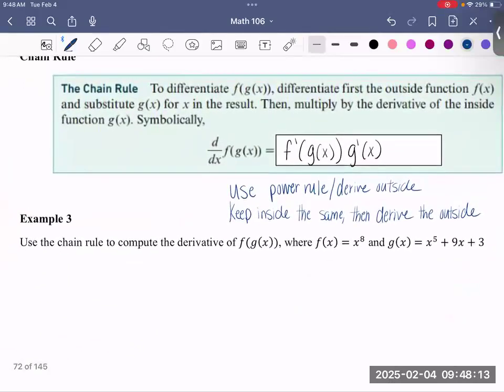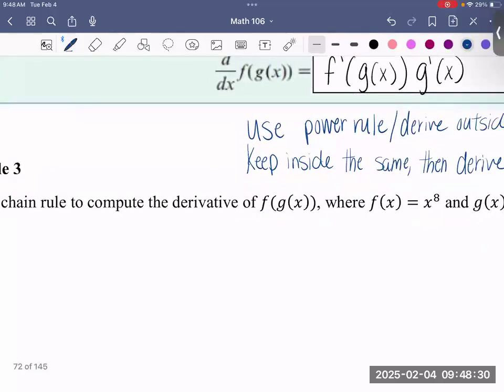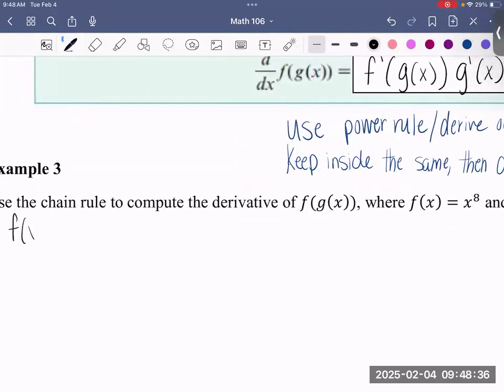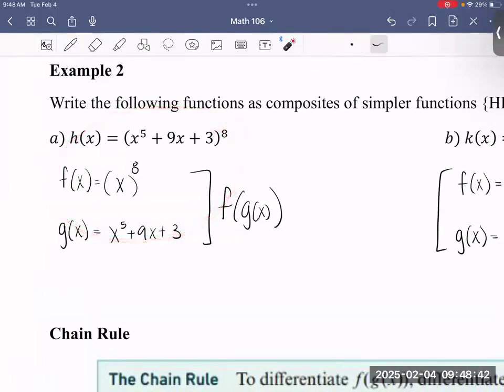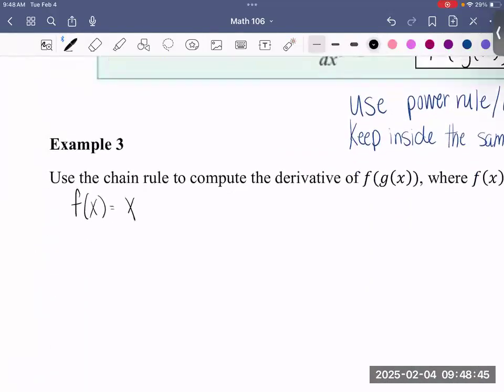So in example 3, use the chain rule to compute the derivative of f of g of x, where f of x is x to the 8 and g of x is equal to x to the 5th plus 9x plus 3. In most cases, we're not going to tell you what f of x and g of x are, but we've already picked it apart from our previous example. So we can see that there are 2 functions here. Can you go ahead and derive x to the 8th power? Well, that would just be 8x to the 7th.